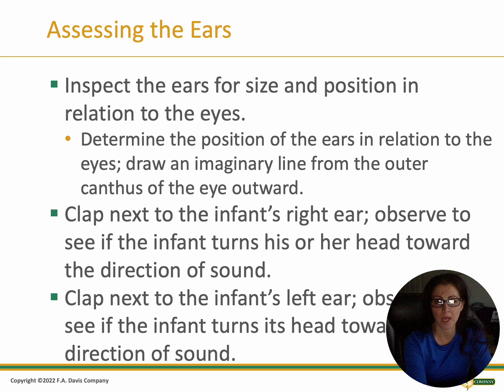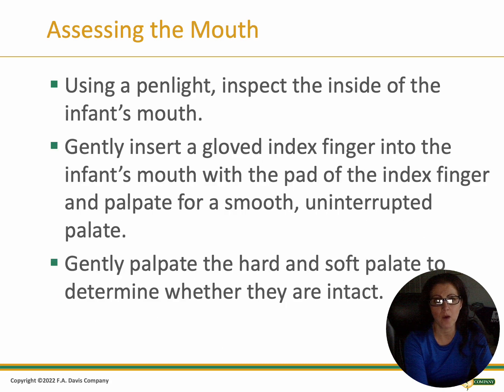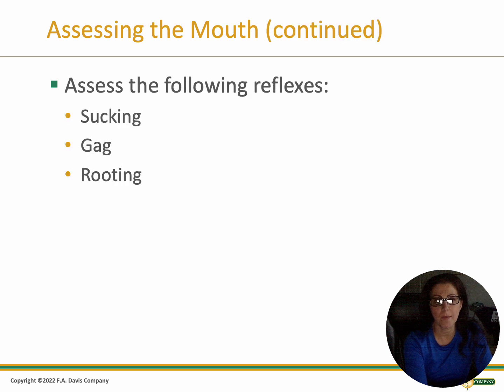And we want to also conduct a hearing screen. One quick hearing screen is to clap near their ear, and sometimes they'll startle or they'll turn to the direction of that sound. We want to assess their mouth. Use a gloved finger, palpate the palate, make sure that it's intact. And with the mouth, we also want to assess sucking, gagging, as well as the rooting reflex, which is assessing their neurological system.